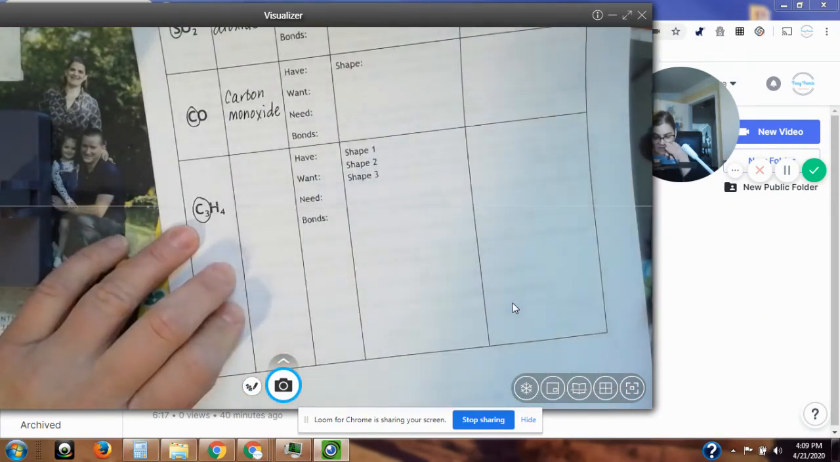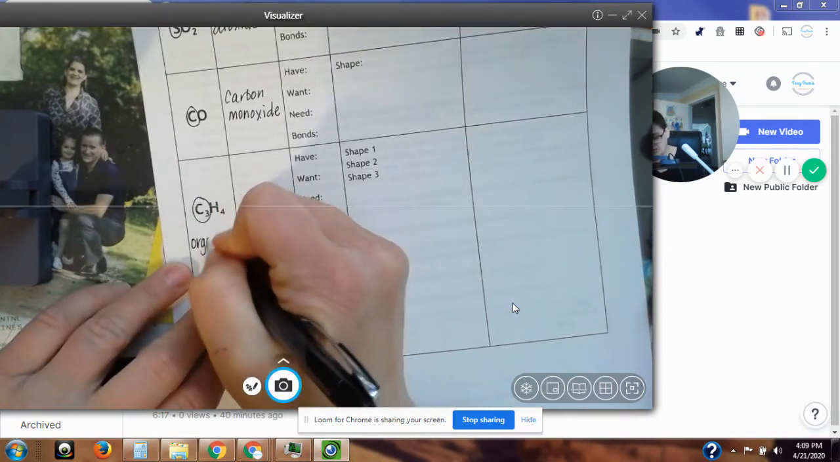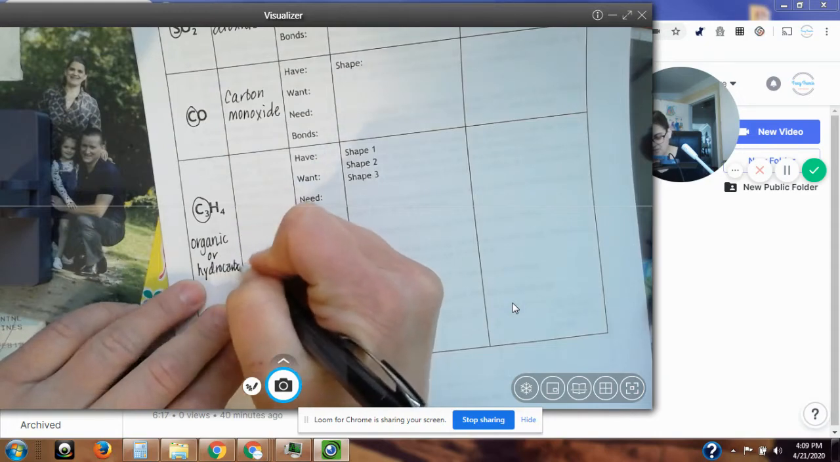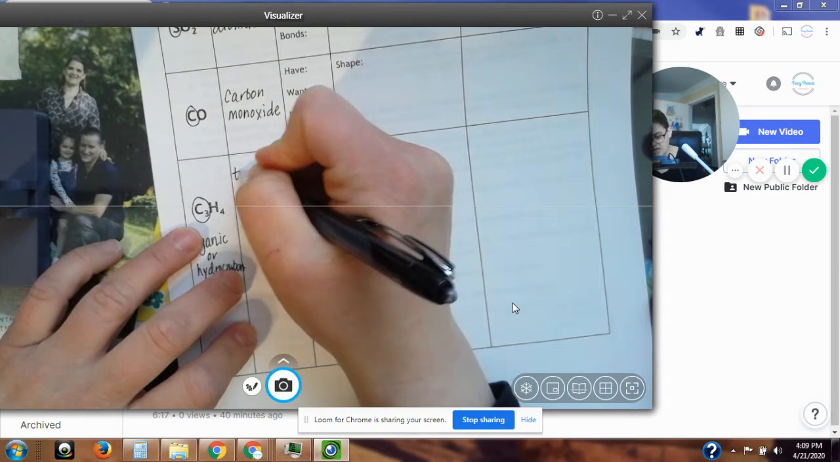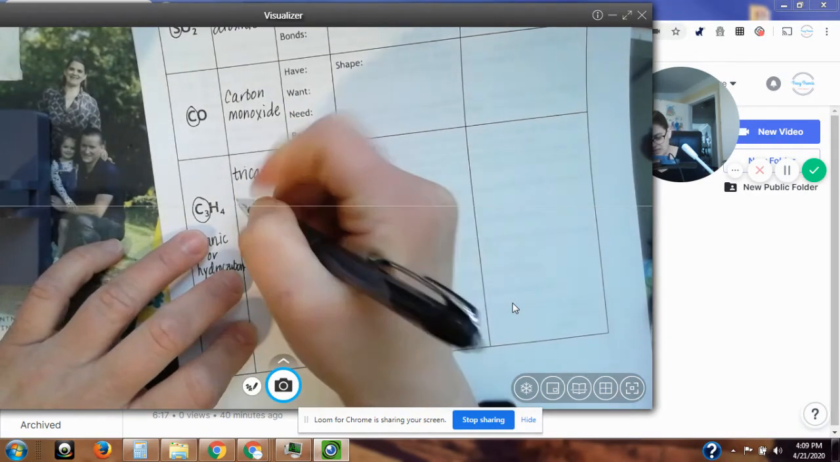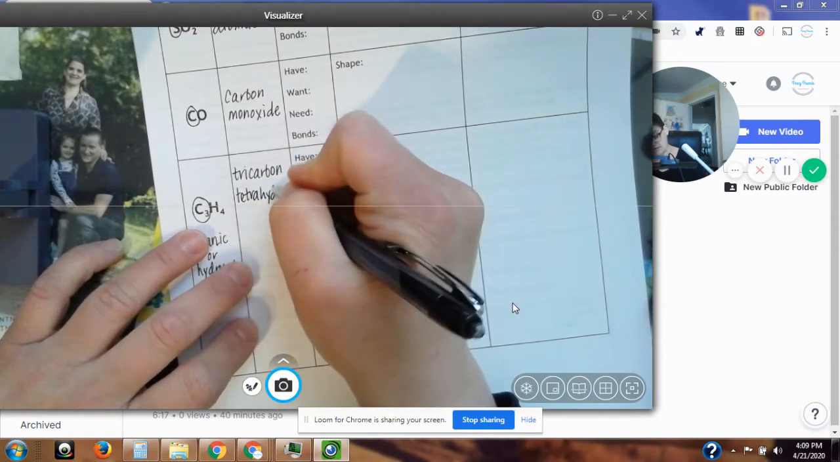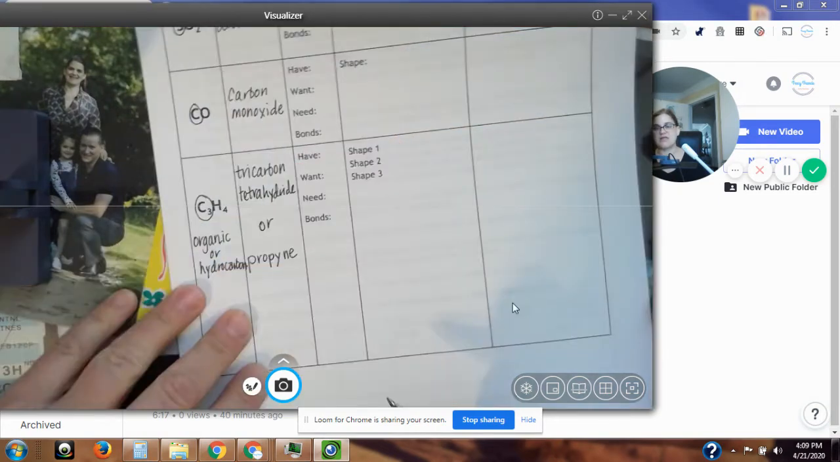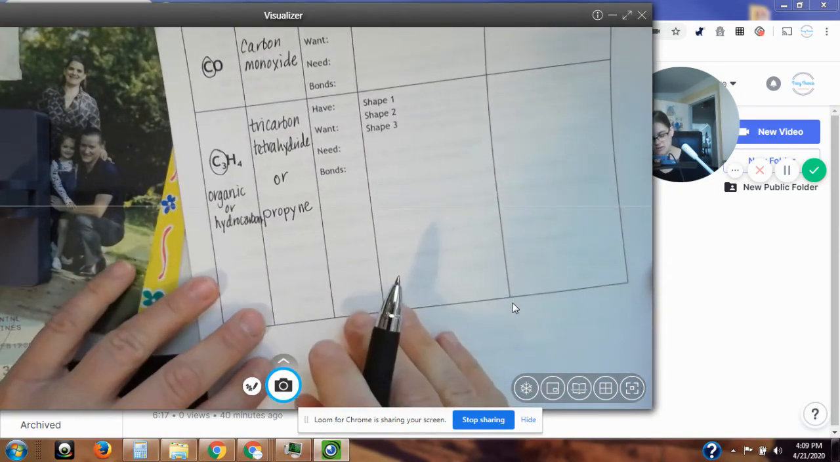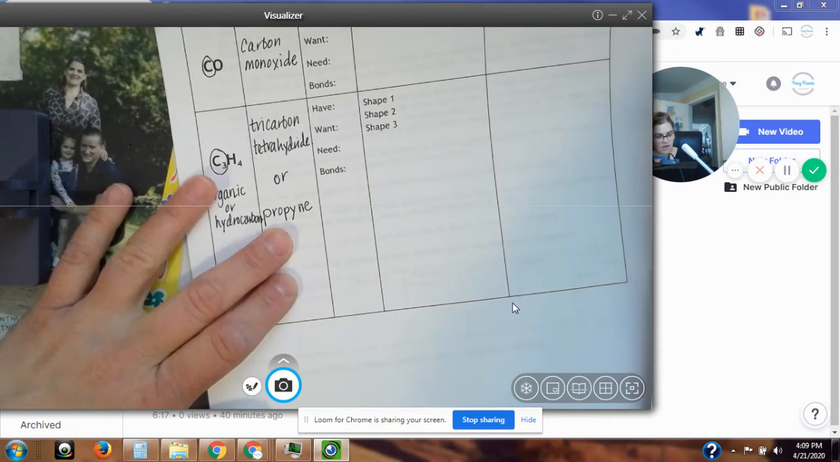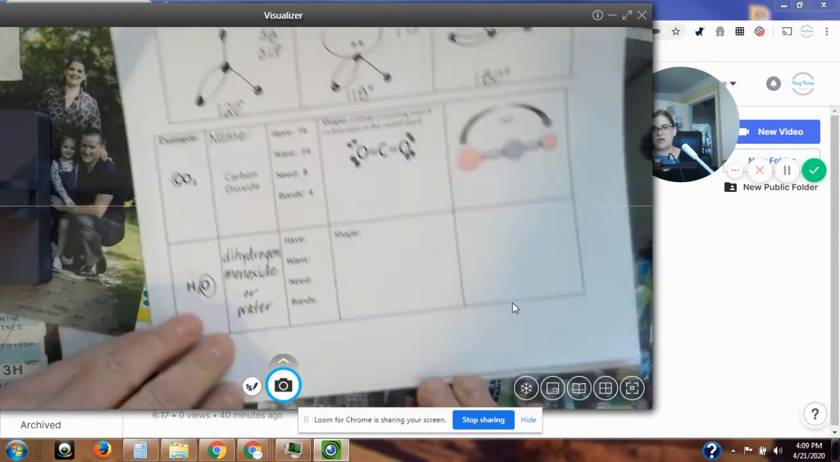And then this one is actually what we call an organic or a hydrocarbon. And so I'm going to show you how to do the regular name. So we'll say tricarbon tetrahydride. But this is not what people call it. Okay, so it's better known as propyne. We will teach you later on how to do this. It's not necessary for what we're doing today to know how to do this. And so just don't worry about that name yet. We'll get there.